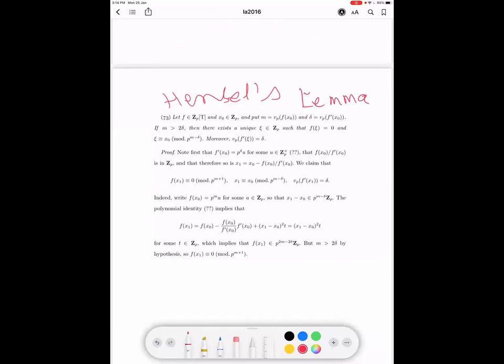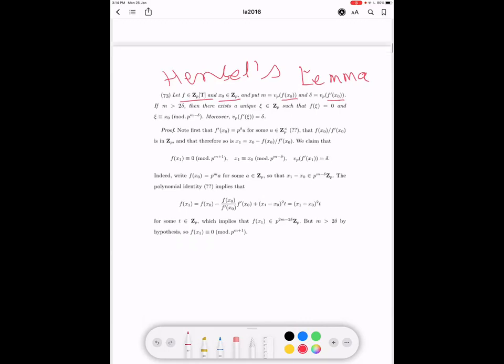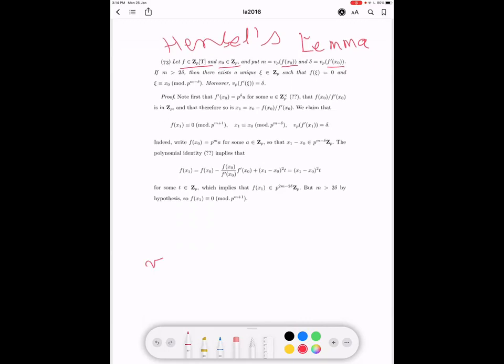It says that suppose I have a polynomial f with coefficients in Zp, and I have a p-adic number x0. Then of course I have the value of the polynomial at x0 and the value of its derivative at x0. And then I have the valuations of these values. So what's the valuation? You remember what Vp was?